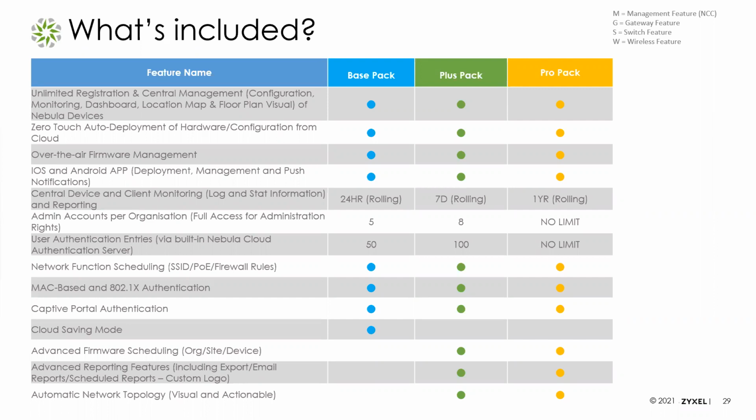We have a cloud database that you can use for authentication purposes. You can use it for MAC filtering, or you can use it for 802.1x authentication. If you are using that, the free version of Nebula limits it to 50 entries in that database. Plus Pack increases that to 100 entries, and Pro Pack is essentially an unlimited number of entries. Of course, for user authentication, you can always use your own 802.1x server. This is just for those of you using our cloud-hosted database for that functionality.